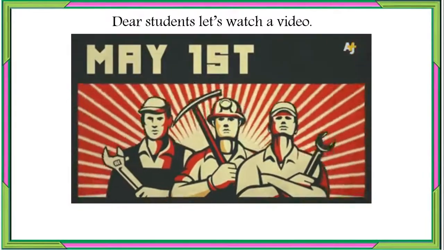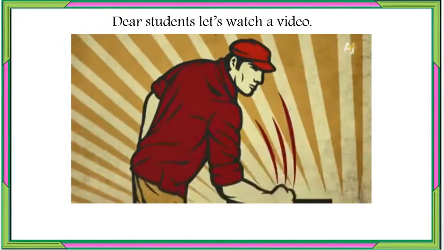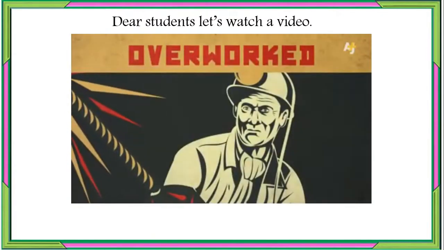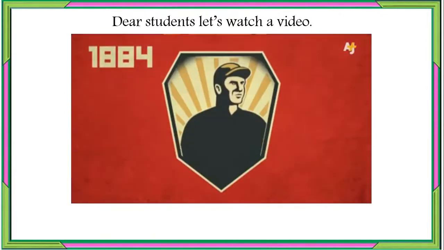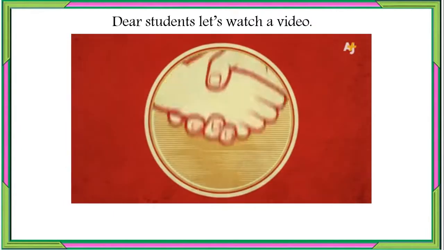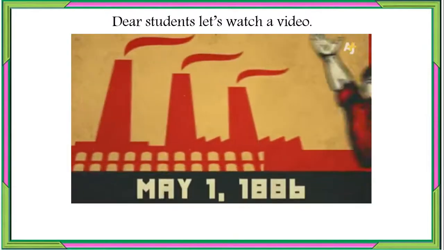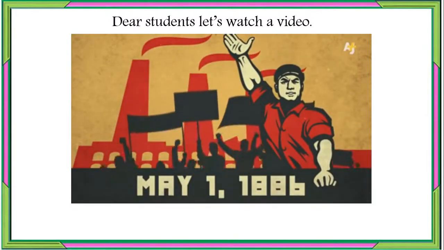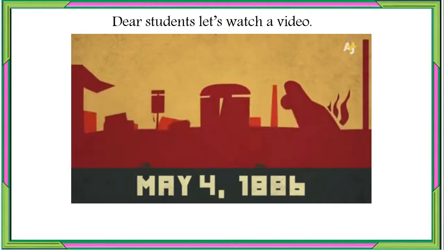For millions of workers around the world, the 1st of May is their day. In the late 19th century, American labor unions were fed up. Fed up with being overworked, in dangerous conditions, and with little pay. So in 1884, the Federation of Organized Trades and Labor Unions met in Chicago and had one major demand: an 8-hour workday. And on May 1st, 1886, over 300,000 American workers went on strike.